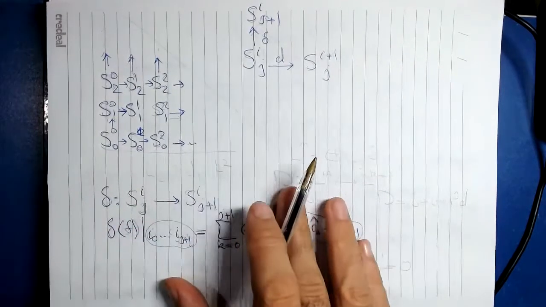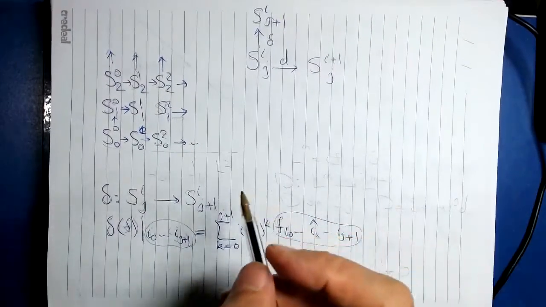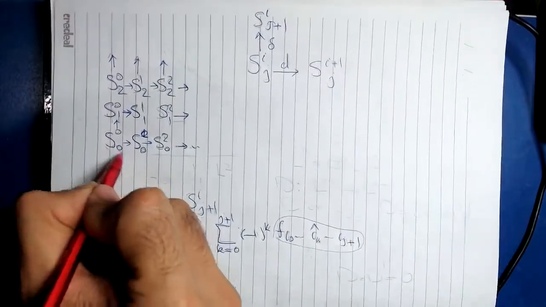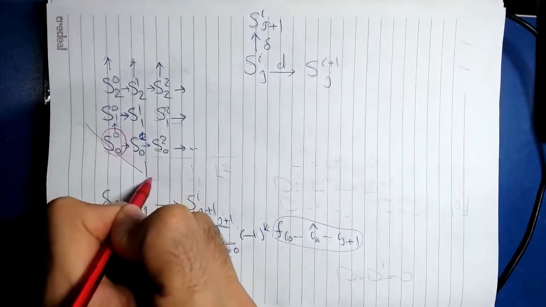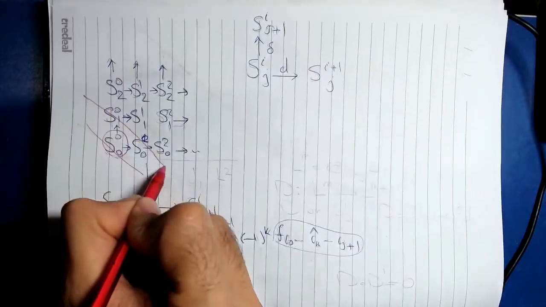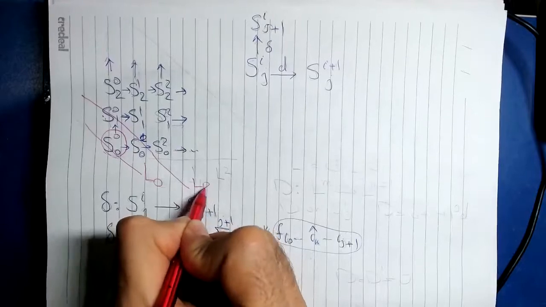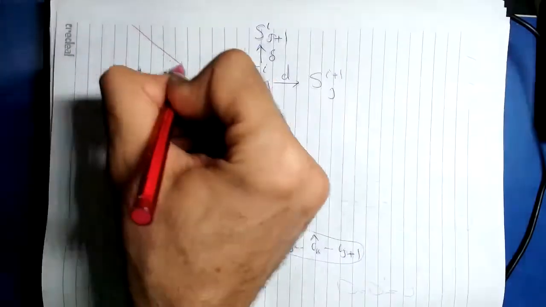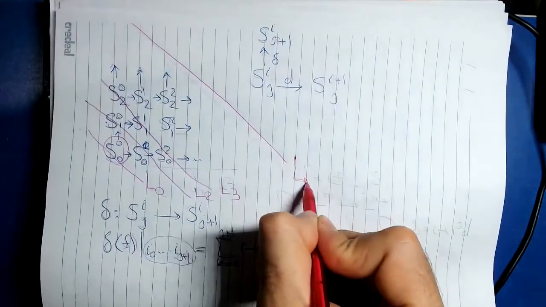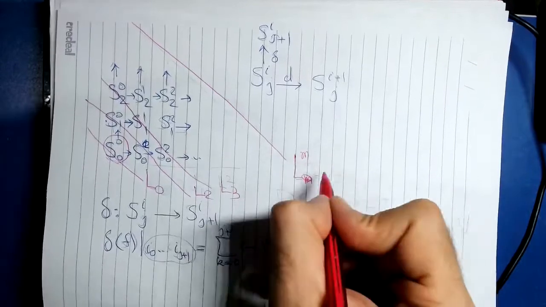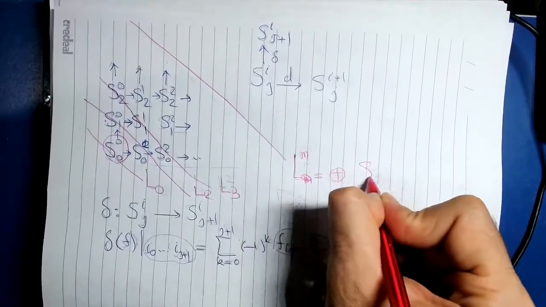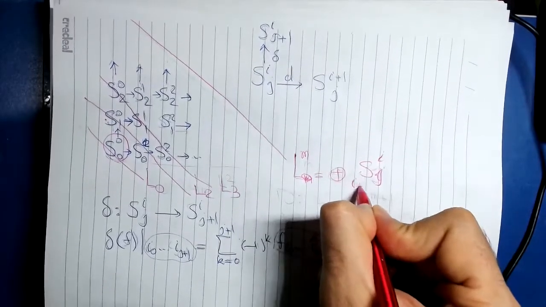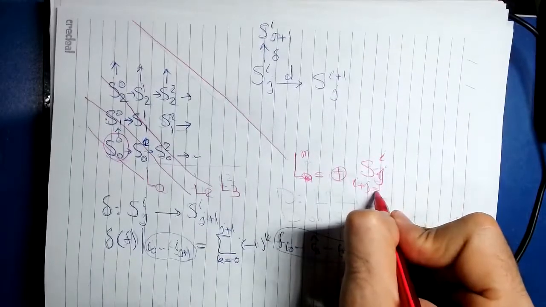Anyway, we get this double complex, and when we have a double complex, we get a usual complex in this set. So L^0 will be just this one. L^1 will be the sum of these two, this one and this one. L^2, the sum of these three. And in general, L^m will be the sum of S^{i,j}, with i plus j equal to m.